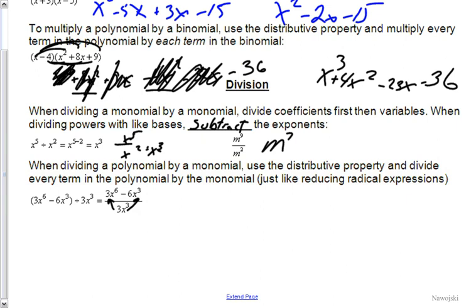Not hard. The only other thing is when you divide a polynomial by a monomial, you must divide everything by the monomial. So you really get two problems. I like to separate it just to make sure we can see it. Don't forget the coefficient. That drives me crazy.